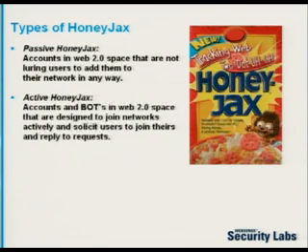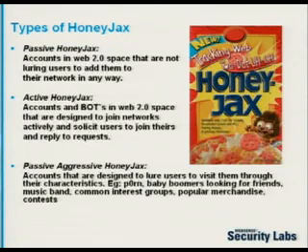And then we collect data on it. The last one are hybrids or passive-aggressive HoneyJax. These are the most fun to deploy if you're a creative person. These are accounts that are designed to lure users to visit them through their characteristics. No automation here. So some obvious examples like pornography. Some not so obvious examples are baby boomers looking for friends, music bands, common interest groups, popular merchandise, contests. And I'll show you some ways to set your profile to attract certain people to them and certain attackers to them.